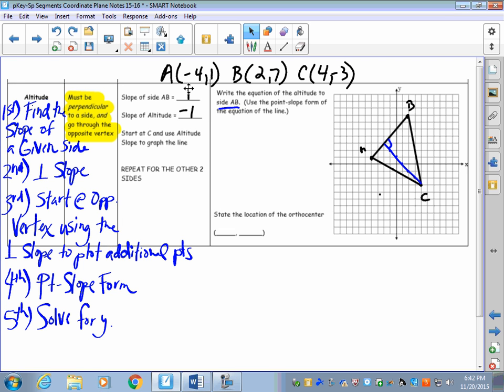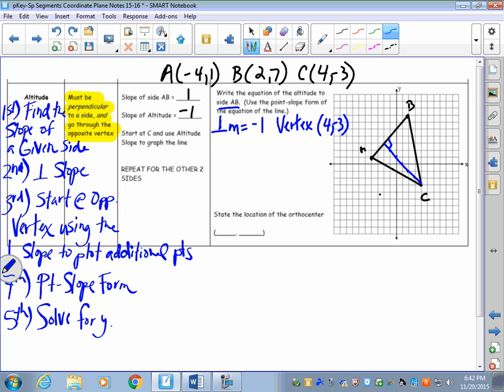But first we want to write this equation. So after we do the perpendicular slope, we start at the opposite vertex and use that slope to plot additional points. Then we're going to go to the point slope form. Now when we do that, we have to remember that we are using the perpendicular slope, which was the -1, and we're using the vertex of the triangle, which is (4, -3). That was our C that we started from, okay?